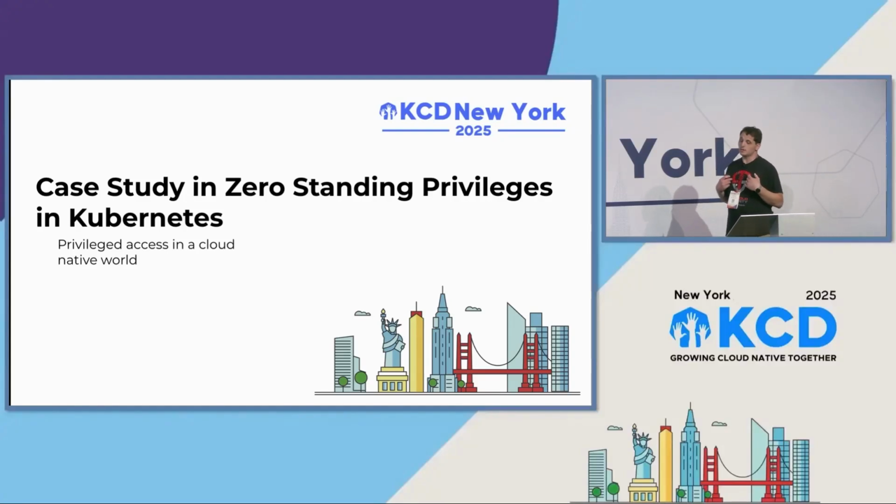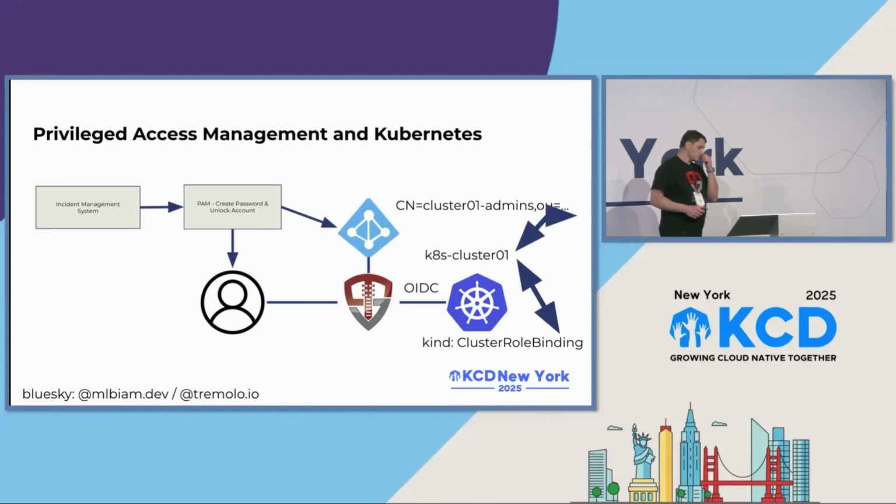I'm the CTO of Tremolo Security, and we are going to be talking about zero standing privileges in Kubernetes. This is a case study, sometimes also called privileged access management or just-in-time provisioning. The idea is, in a regulated environment, how do you manage access to privileged systems for a limited time? So let's talk about what privileged access management looks like outside of any specialized system.